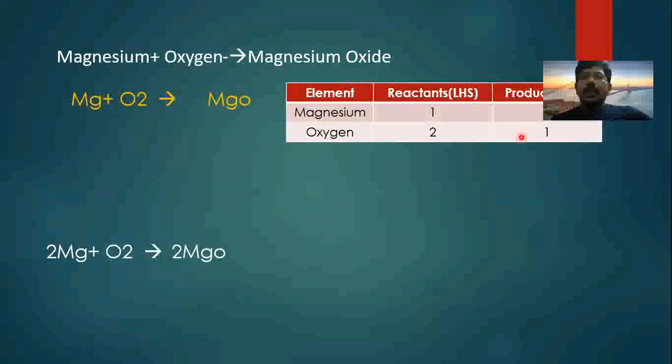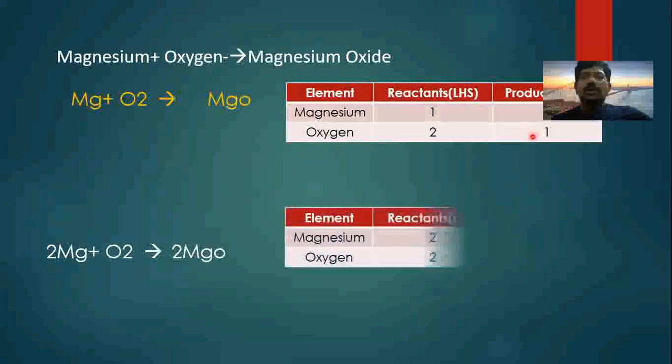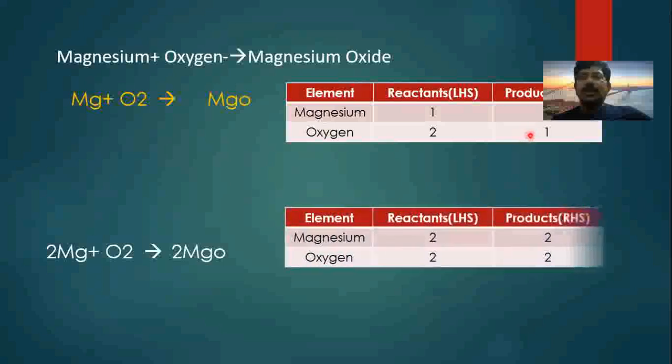So multiply this with 2. Change the coefficient. Now see this one. I multiplied magnesium oxide with 2. Now 2 magnesiums and 2 oxygens. But here only one magnesium is there. So again I multiplied with 2. Now it is balanced. 2 Mg plus O2 gives 2 MgO.